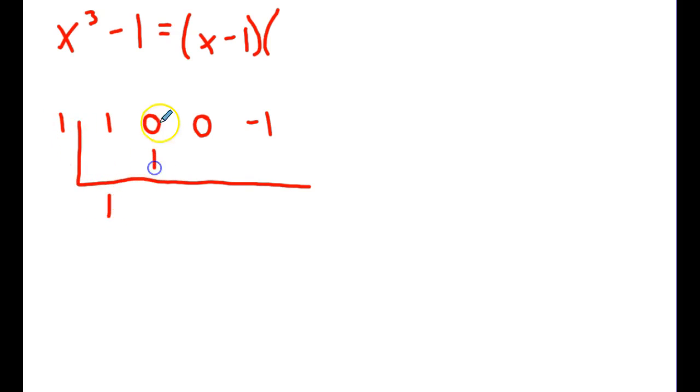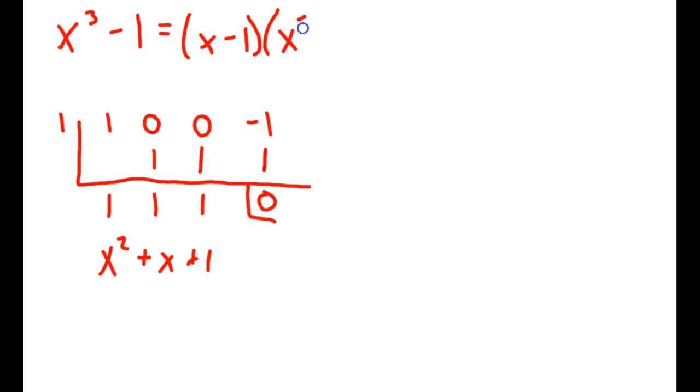1 times 1 is 1. Add vertically, 0 plus 1 is 1. 1 times 1 is 1. Add vertically, 1. 1 times 1 is 1. Add vertically, we have a remainder of 0, which is a good sign. That means x minus 1 goes into x cubed minus 1. Now we started with x cubed. This is going to be a degree 1 less than. So this is going to be x squared plus x plus 1. That is a quadratic we're left with. X squared plus x plus 1.